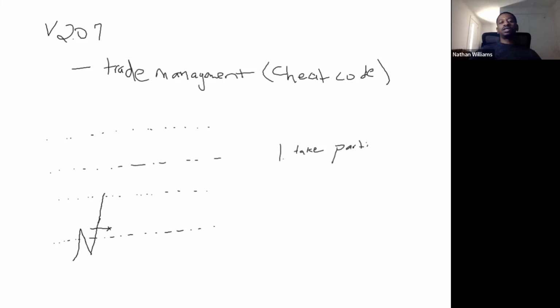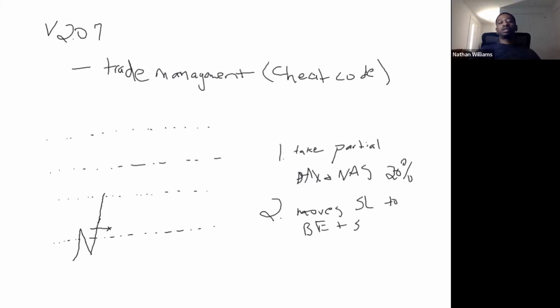For DAX and NAS, it takes 20% partials. As soon as it touches that level, it doesn't have to close above it. As soon as it touches it, it takes partial, and then number two, it moves stop loss to break even plus spread, which means it'll be slightly above your entry. That's number one.